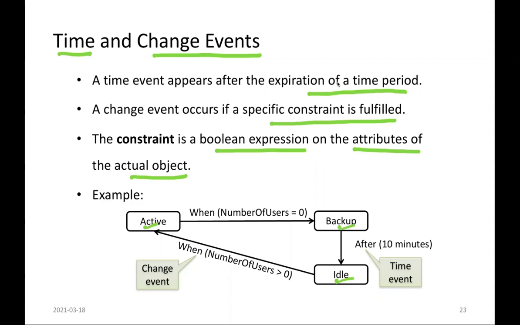The time event is the transition from the backup state to the idle state after 10 minutes. And then you can move from the idle state to the active state using a change event: when number of users exceeds 0. So this is my Boolean expression, or the specific constraint that we're looking for based on the attributes of such an object. If the number of users equals 0, then there will be a transition from the active state to the backup state. So this is another change event.